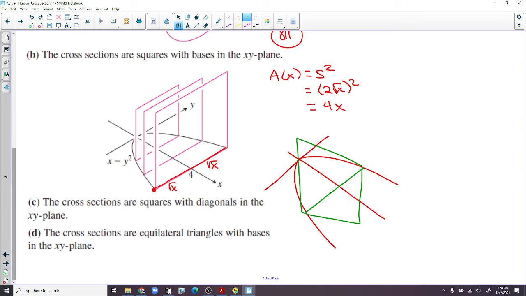Now that doesn't change what the area is. I'll even give you this. The area is still side squared, but now the answer is not going to be 4x, but what is it going to be? That's your challenge.